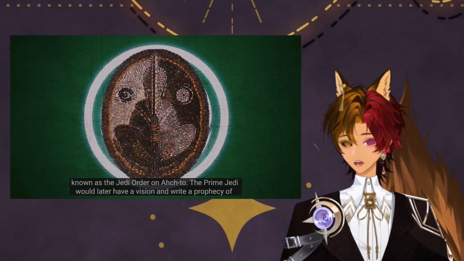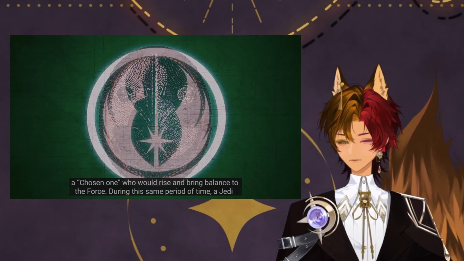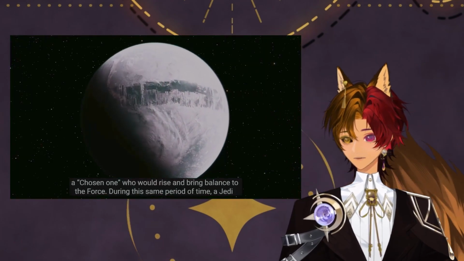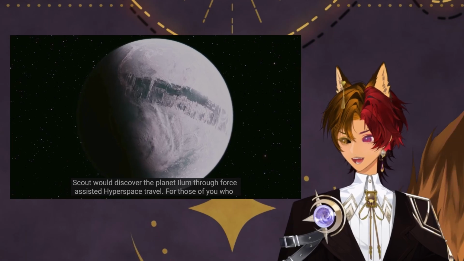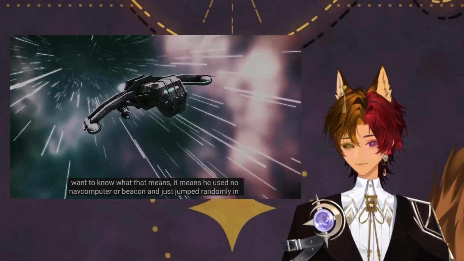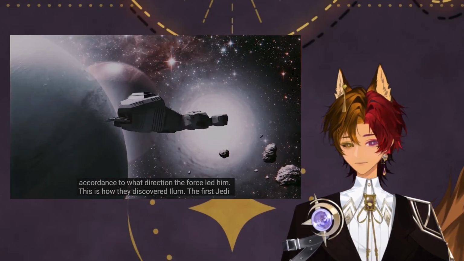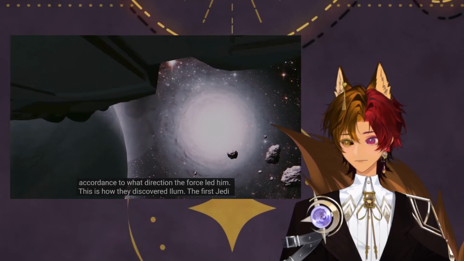The Prime Jedi would later have a vision and write a prophecy of a chosen one who would rise and bring balance to the Force. During this same period of time, a Jedi scout would discover the planet Ilum through Force-assisted hyperspace travel. For those of you who want to know what that means, it means he used no nav computer or beacon and just jumped randomly in accordance to what direction the Force led him. This is how they discovered Ilum.